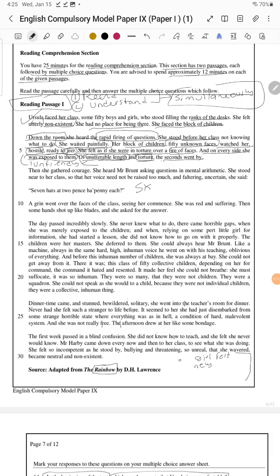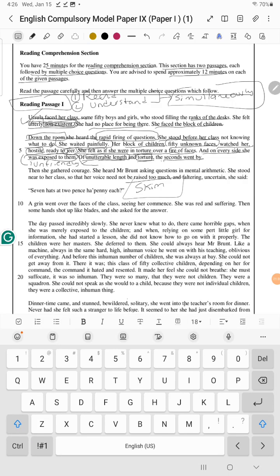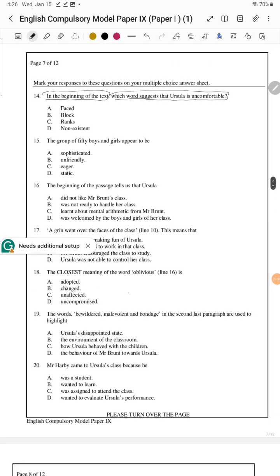Now, skim means to rapidly glimpse, to just put your eyes on the lines and quickly go over the passage. Ursula faced a class of 50 boys and girls within the ranks of the class. She felt utterly non-existent. It means that she is unhappy, unhappy because of feeling non-existent. So non-existent is the keyword over here, and this word suggests that non-existent is the right word that we can check mark. I think this is the right answer.